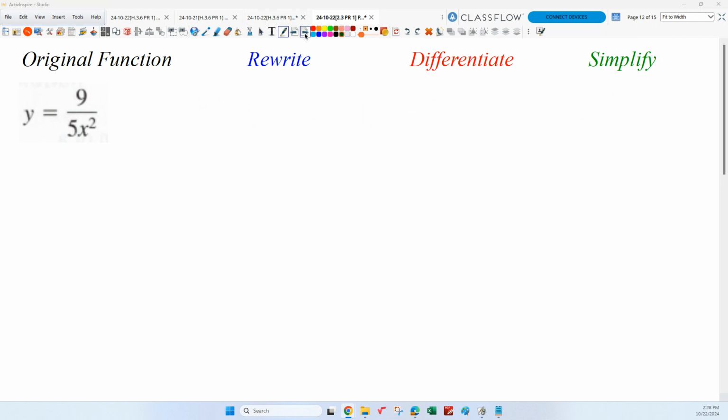How about that one? Quotient rule? No, what do we do? It's next to the negative. There you go. The negative. You know what I meant.